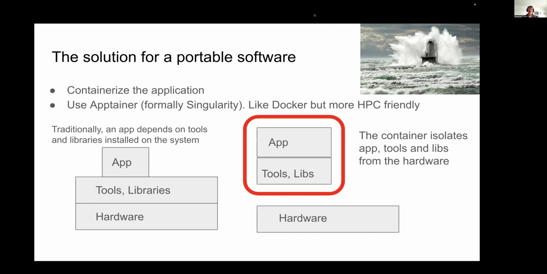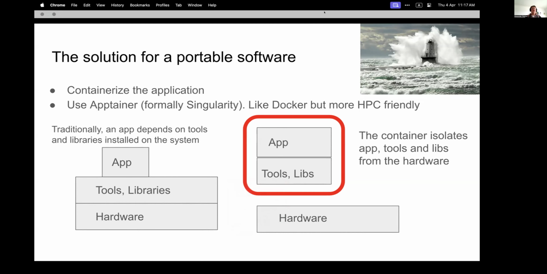Some people may not be familiar with the concept and why we think this is a good solution for researchers in general, whether you are in climate science or in another domain. Traditionally, on the left-hand side, you have these stacks of software. At the bottom you have the hardware, the libraries that go with the hardware, the OS, other things. Then you have tools and libraries that are installed on the system, and then you have an application on top that uses everything that is underneath.